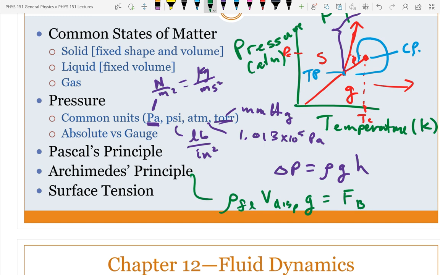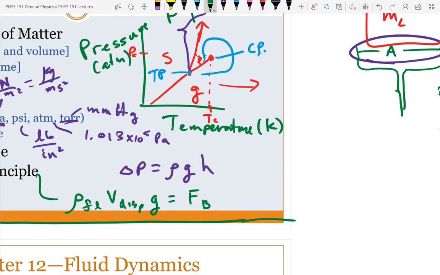Surface tension, we did just a little with. Surface tension is like tension in a string, except it's a two-dimensional surface. With surface tension, a fluid puts a force on something, and that force is equal to gamma times the length in contact, where gamma is what we call the surface tension. So the force of surface tension is gamma times the length of contact.